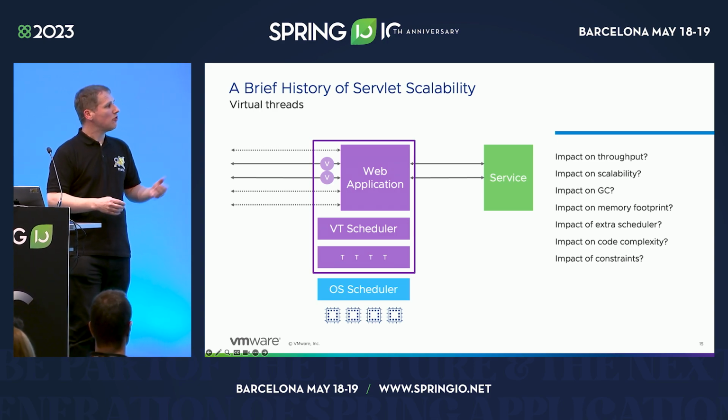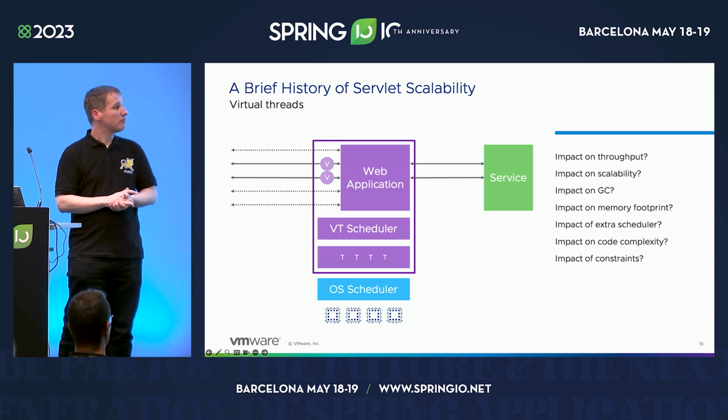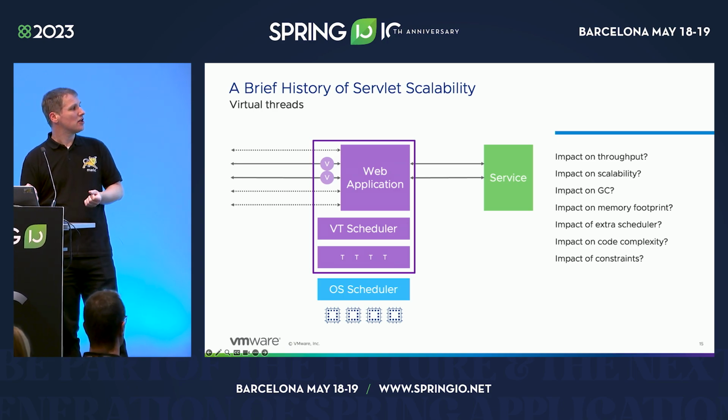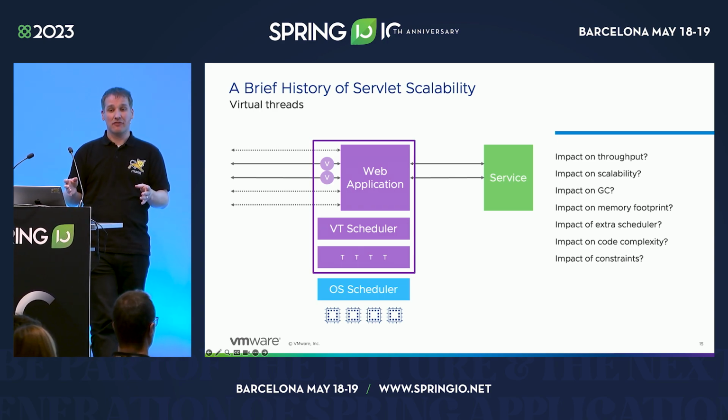So, what's the impact on throughput? What's the impact on scalability? What about GC? Memory footprint? Oh, and all of those are interrelated as well, just to add to the fun.